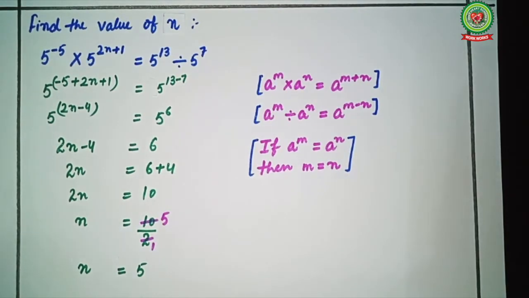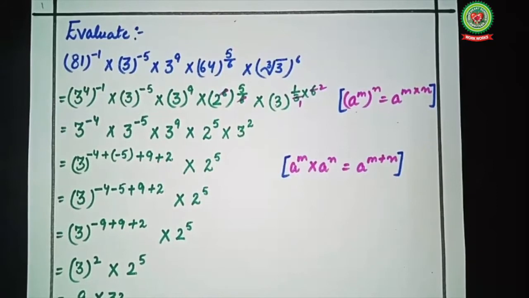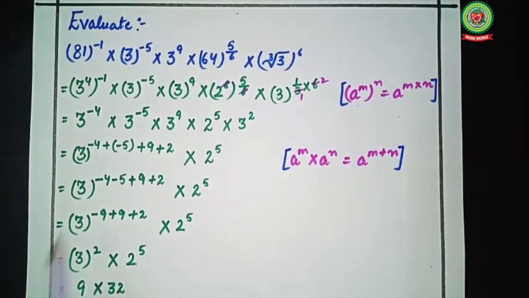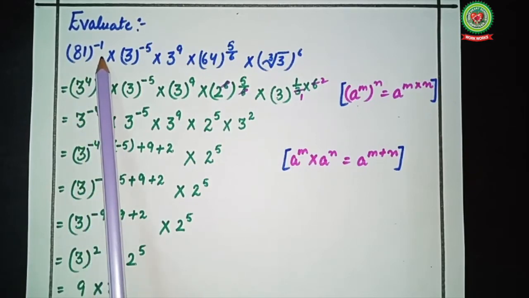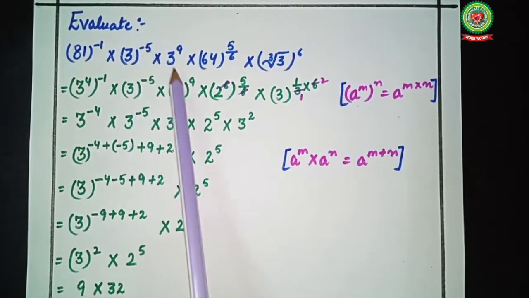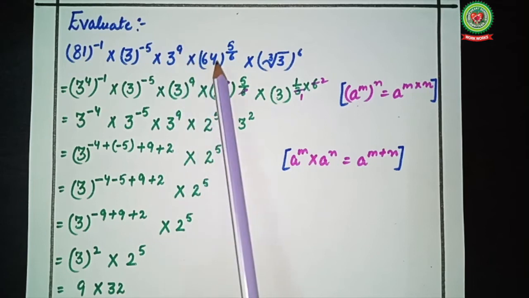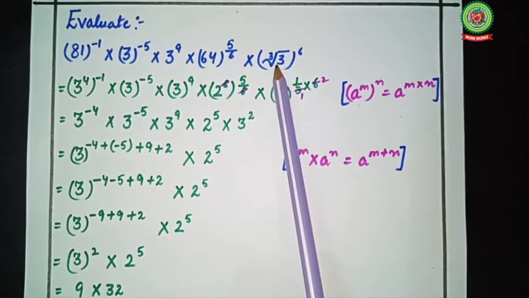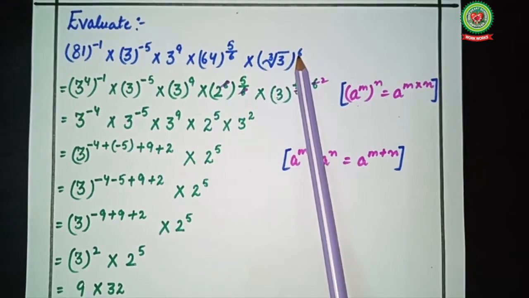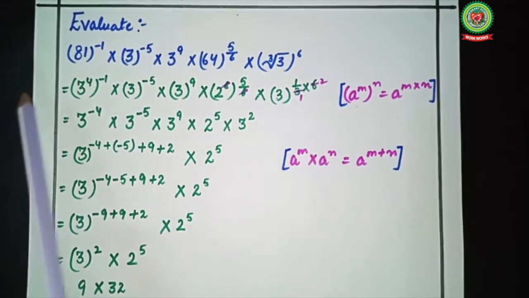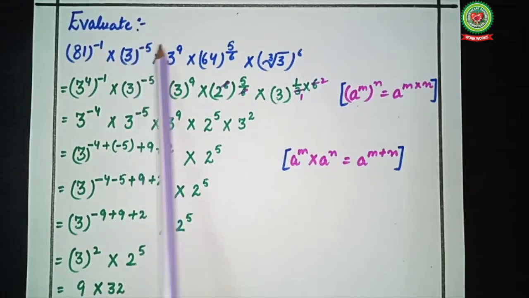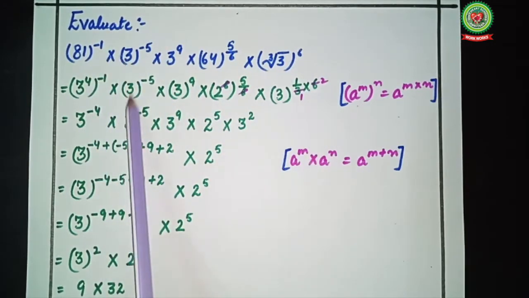Let's move to the next example. So now here we have the next question. Evaluate 81 raised to power minus 1 multiplied by 3 raised to power minus 5 multiplied by 3 raised to power 9 multiplied by 64 raised to power 5 upon 6 multiplied by cube root of 3 raised to power 6, right? So here we are given the statement evaluate. That means we have to solve this statement and get our answer, right?